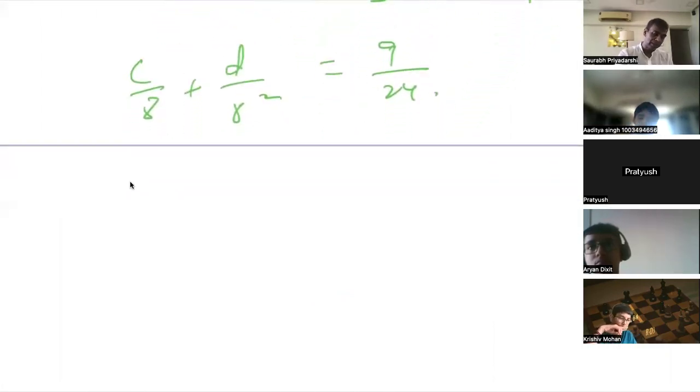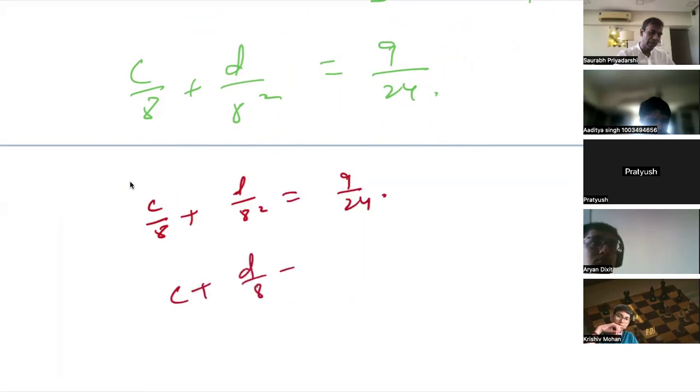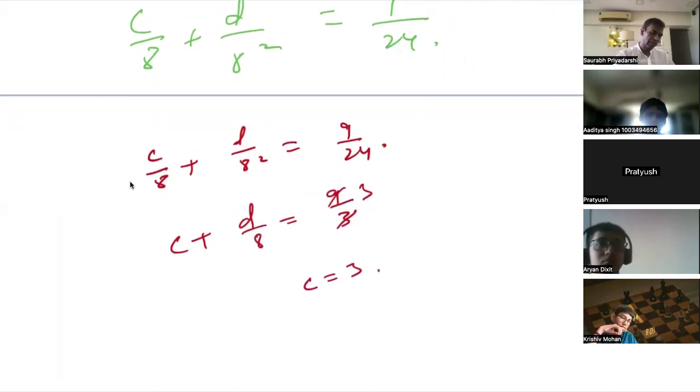How? C by 8 plus D by 8 square is equal to 9 by 24. Is it possible to get the number? Yes, 100%. How can we get this? Remember, in the last lecture we have done this. How to get C and D? First multiply with 8. So C8 is equal to 9 by 3, that's 3. So C is equal to 3.